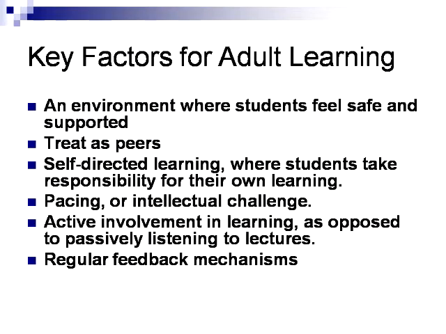Some of the key factors for adult learning are an environment where students feel safe and supported, where they're treated as peers, where there's self-directed learning, where students take responsibility for their own learning. There is pacing or intellectual challenge. There's active involvement in learning as opposed to passively listening to lectures, and there's regular feedback mechanisms.